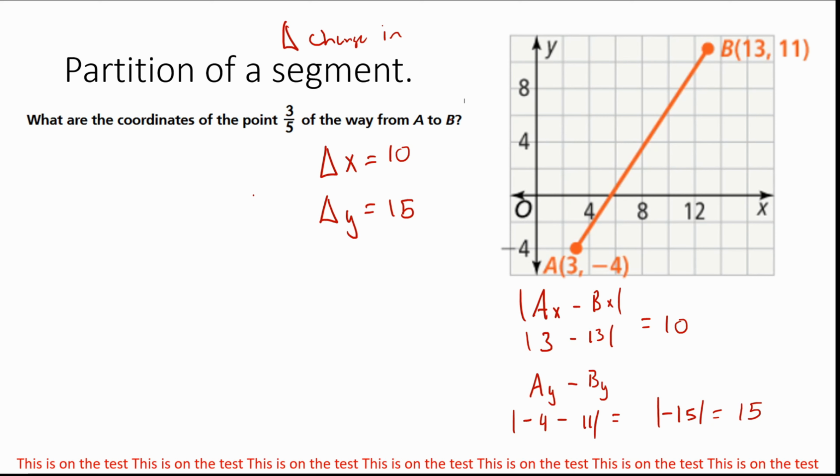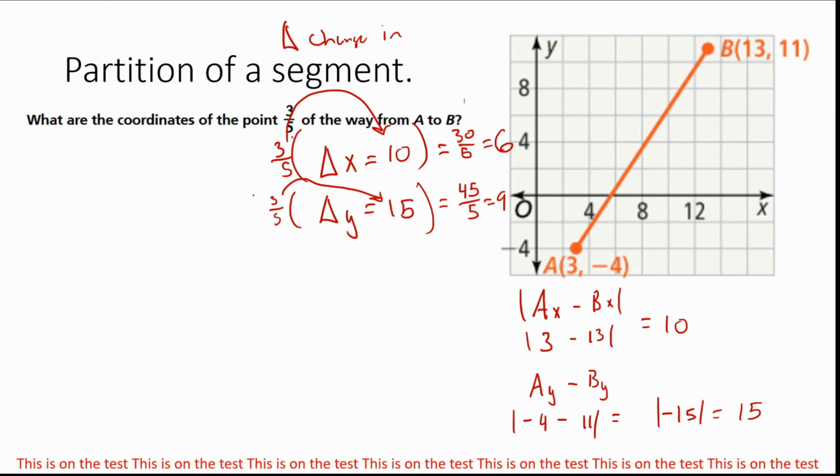Well, that's the full distance. But we need to know what is 3/5 of the change in X and what is 3/5 of the change in Y, because that'll tell us how far we have to actually travel to get to Mr. Johansson's door. So here, if I use the distributive property, I would get 30 over 5, and 30 divided by 5 is 6. And here, I would get 3 times 15, which is 45 divided by 5, which is 9.